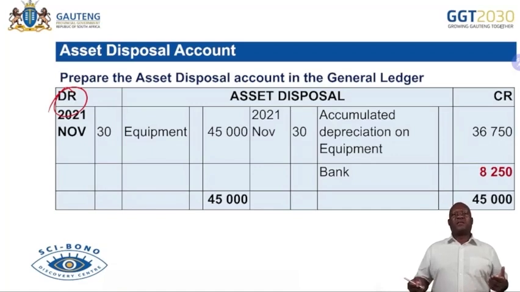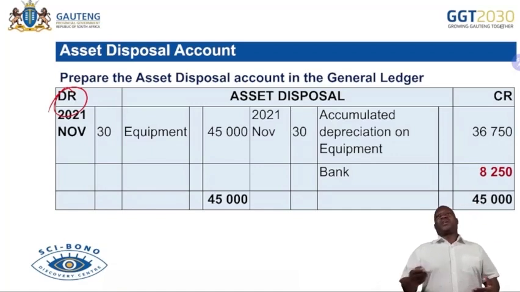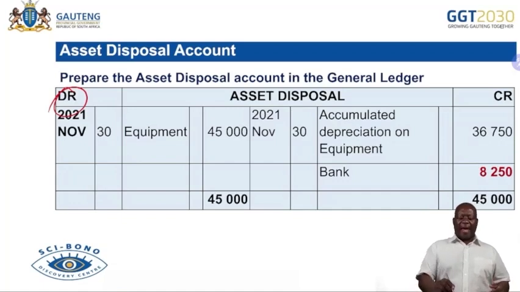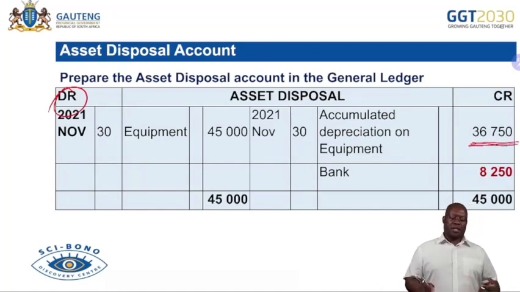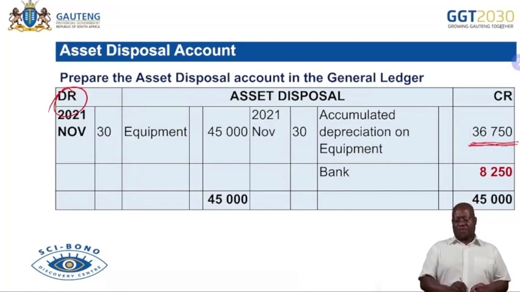So we can easily find the carrying value amount. But remember, what do we do on the credit side? We are going to enter the accumulated depreciation on equipment amount, which is the amount that we were calculating in the previous question, 36,750. Now, having 45,000 and 36,750, it means our carrying value is the balancing amount.